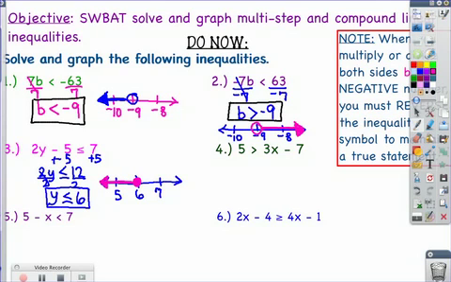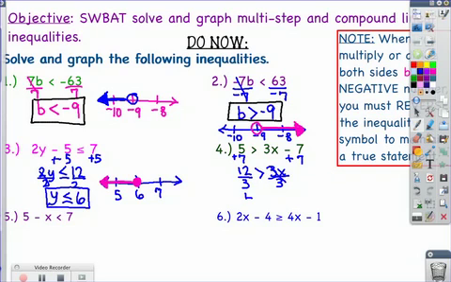Number 4. Add 7 to both sides. We get 12 is greater than 3x. Divide both sides by 3. 4 is greater than x.